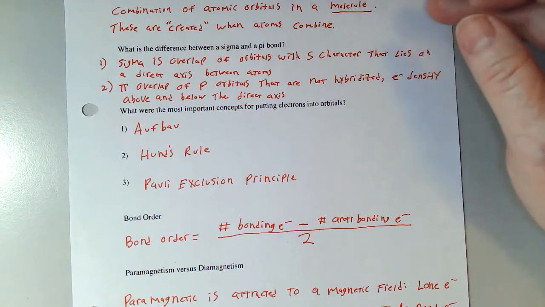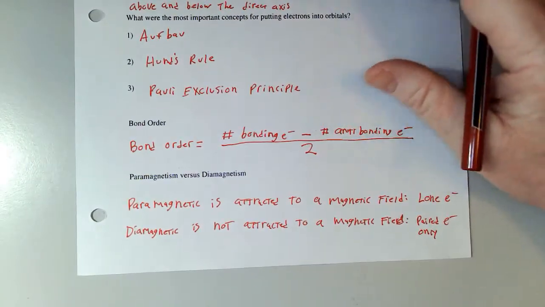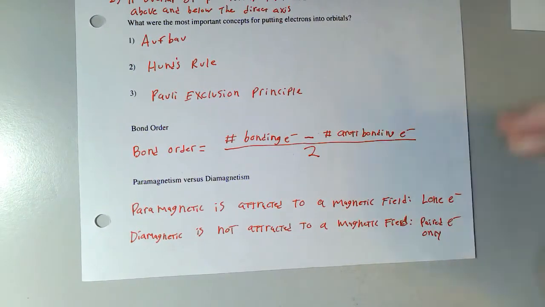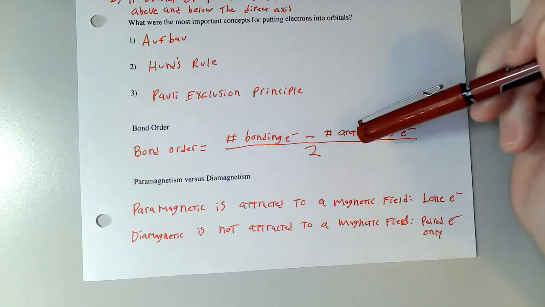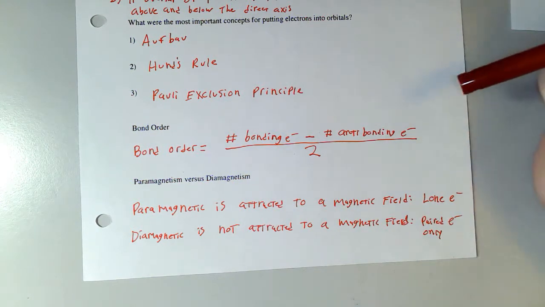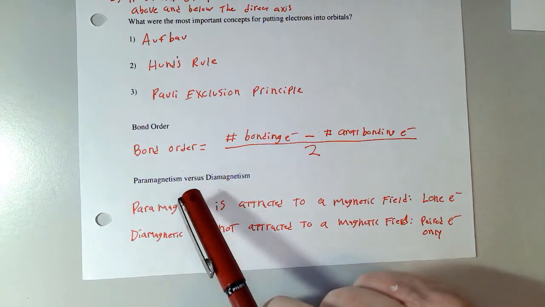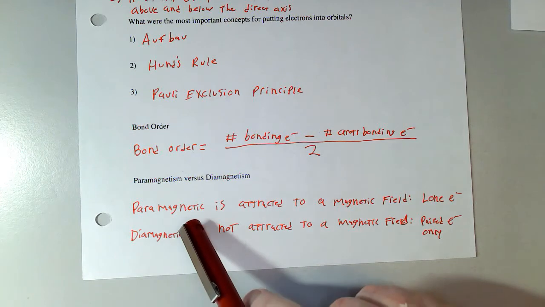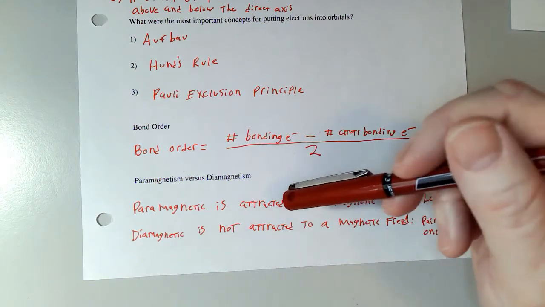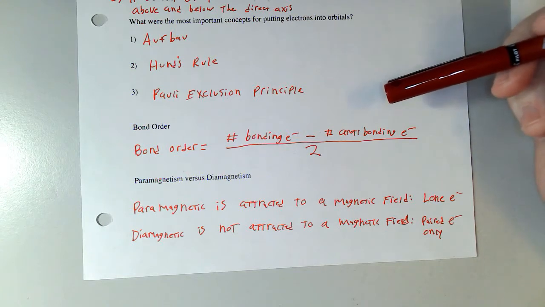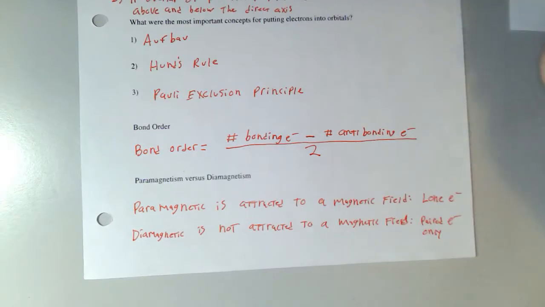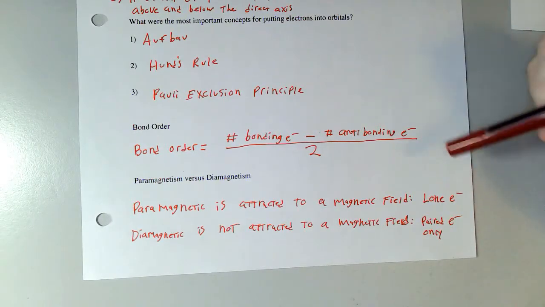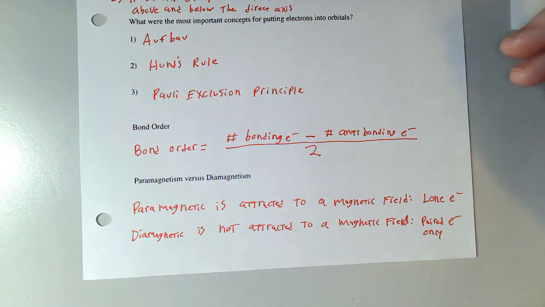Okay. Now, two ideas we're going to use later on, and I just had some room on this page, and that's why I put them here. The idea of bond order. Bond order is the number of bonding electrons minus the number of anti-bonding electrons, we'll get to those in a minute, divided by 2. And the idea of paramagnetism versus diamagnetism. Paramagnetic substances are attracted to a magnetic field, and that is because they have lone electrons. Diamagnetic substances are not attracted to a magnetic field, and they only have paired electrons.